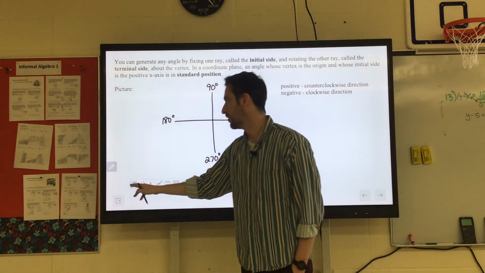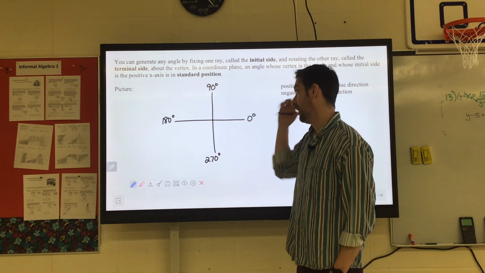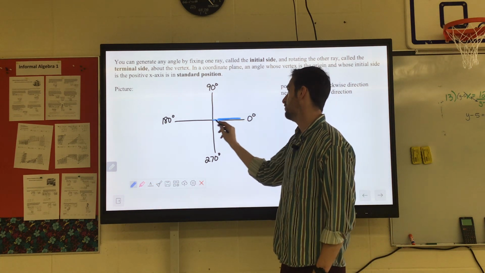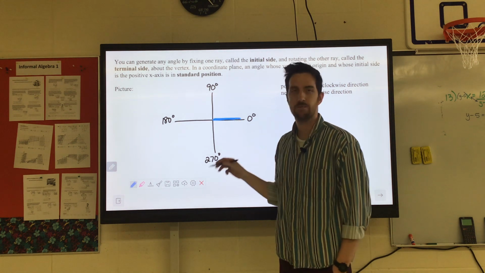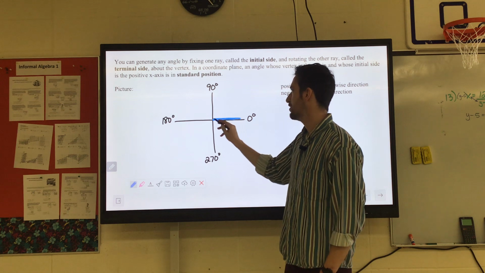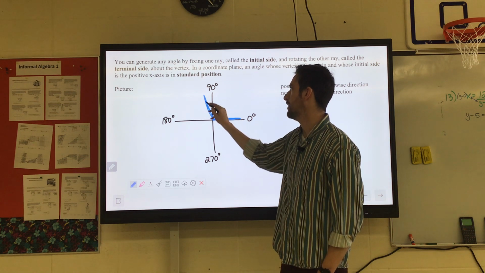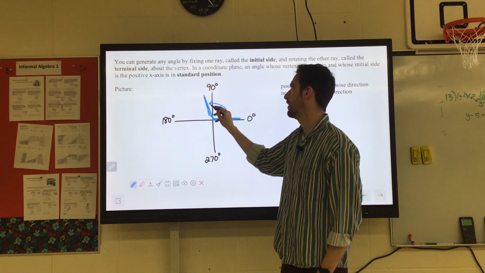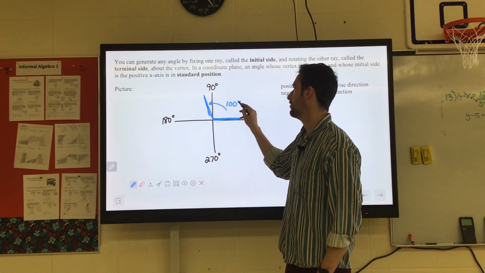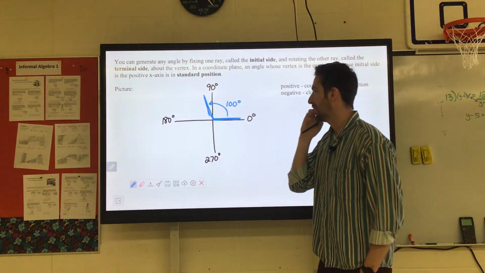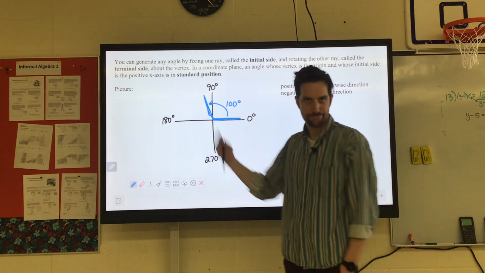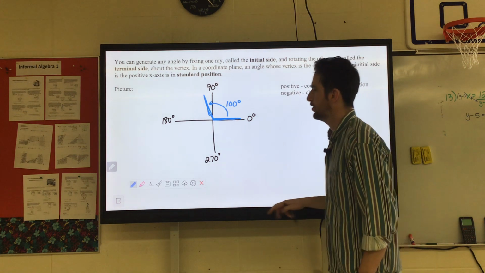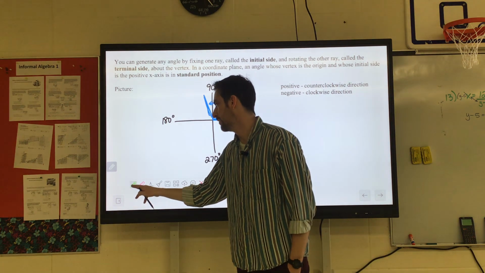So if we were to draw a positive angle, it always starts at 0 degrees. And then let's say we wanted something that was 100 degrees. That would be just a little bit past 90. Whoop. So that's how we represent 100 degrees. And that side where it ends is called the terminal side.